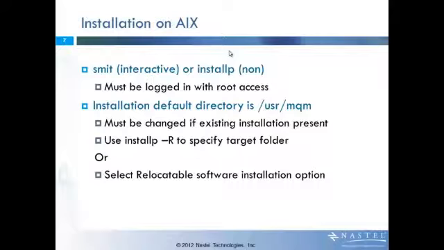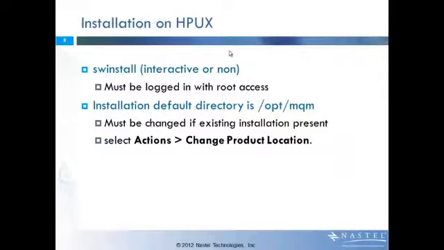With AIX, it is a SMIT install, or there's a function called installp that you can use to do a non-interactive install. All of the installs require root access. Again, the default will install where MQ normally goes, but you can override that. In fact, you have to override that if you're going to do a coexistence install. You can either do that through installp or through SMIT by picking the relocatable software installation option.